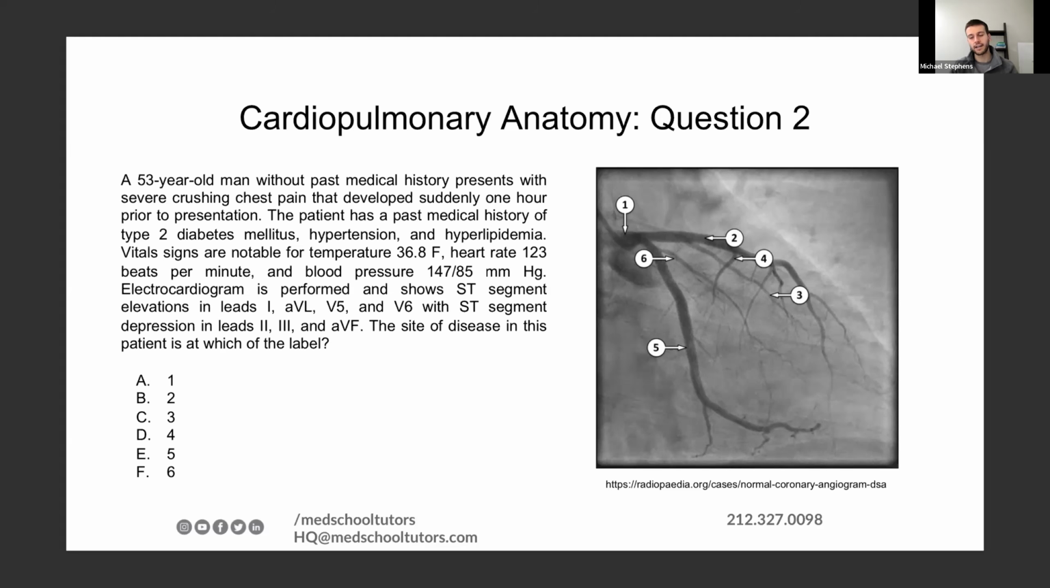Perfect. Awesome. You guys got it. You guys are excellent. Great work. So the left circumflex. This is a tough question to state. This is a third order question.